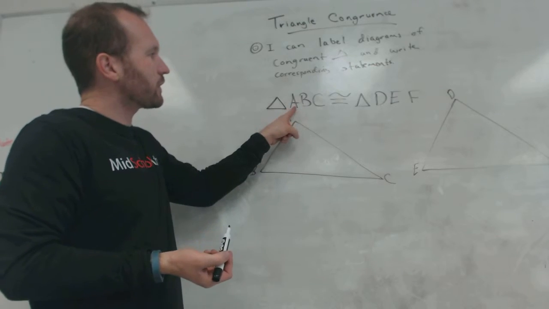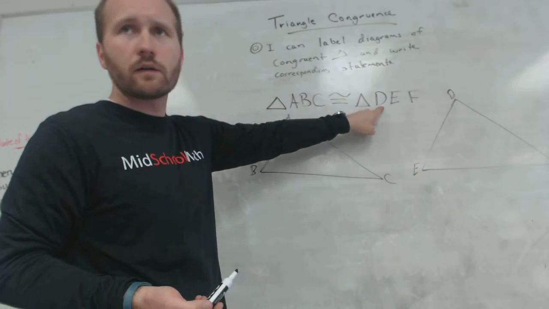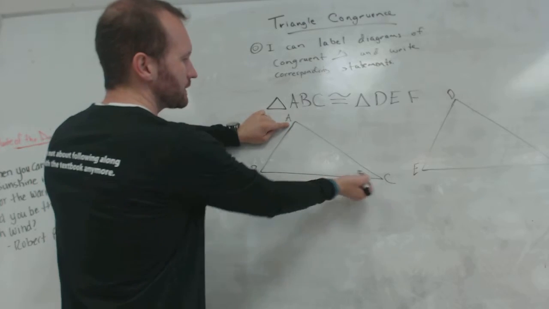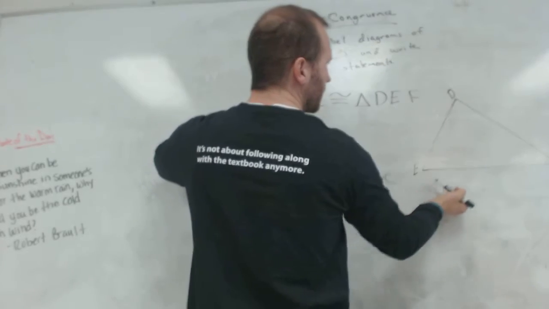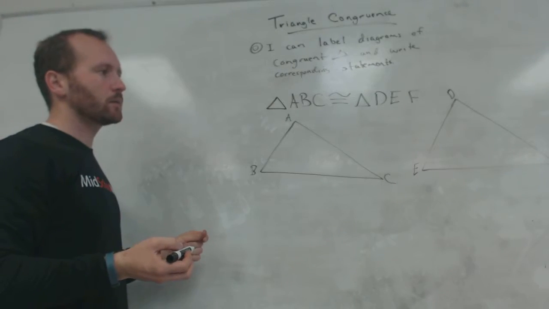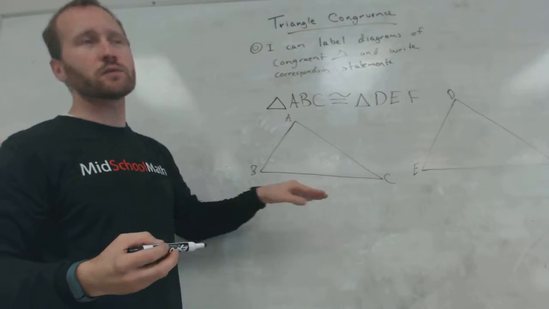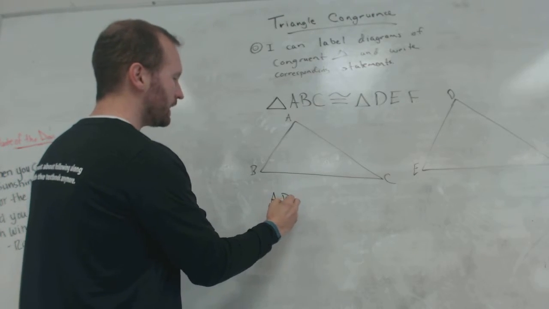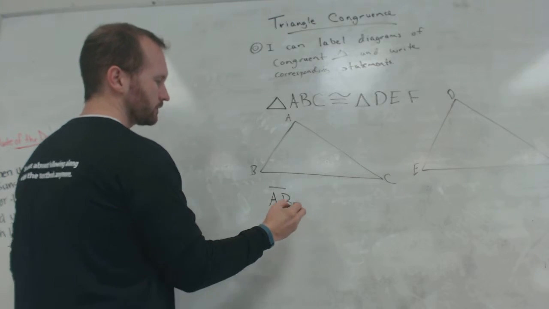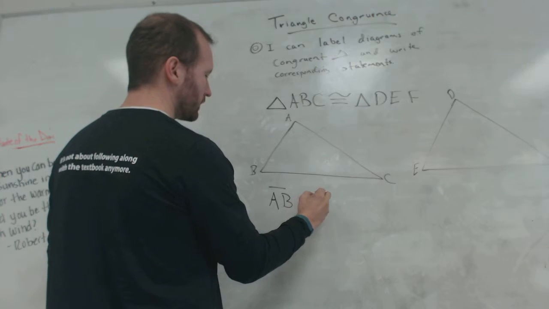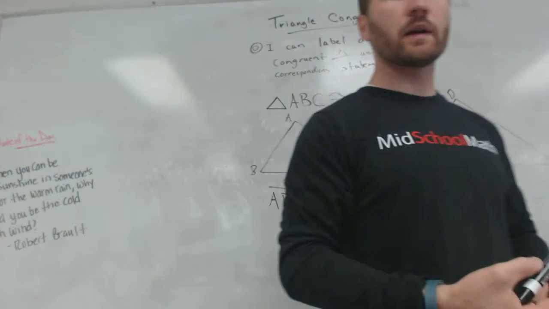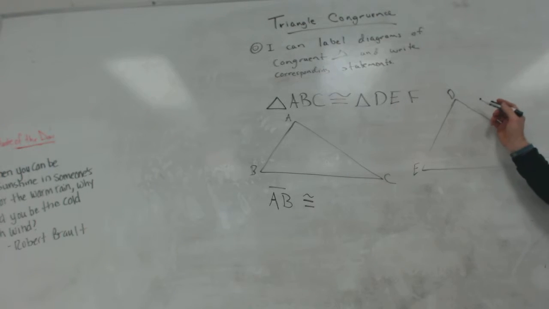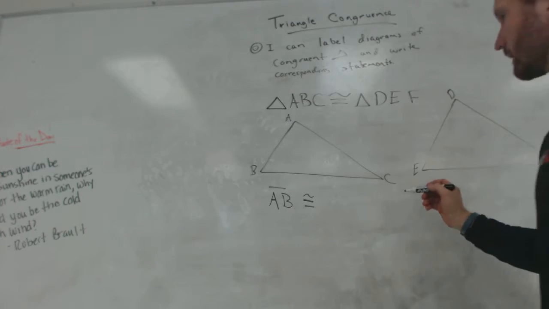One is to just find the first letter, so A or D, and kind of start from there. From A we go to B and then C, or from D we go to E and then F. And the definition of what these two congruent triangles are is that all of the following things are true. AB is congruent to, or we could also say equals. I think typically you're going to see congruent. AB is congruent to what line segment on this triangle? DE.